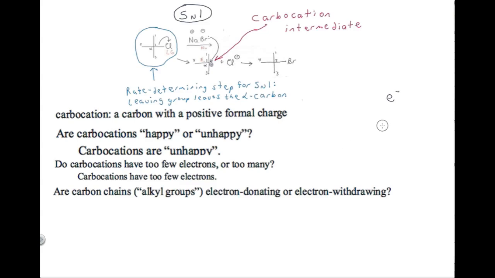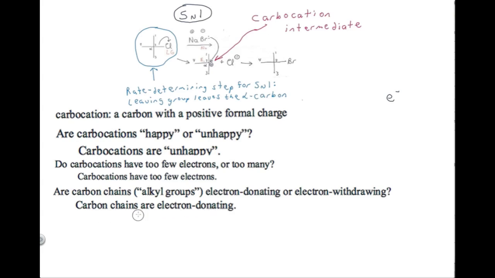Next question. Now, this is a question that is not review. This is a question we haven't discussed previously in the videos. Do you know, are carbon chains electron donating or electron withdrawing? You might not know this, although it's probably been discussed in class. Well, here's the answer. Carbon chains are electron donating.